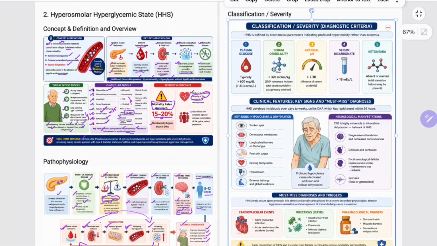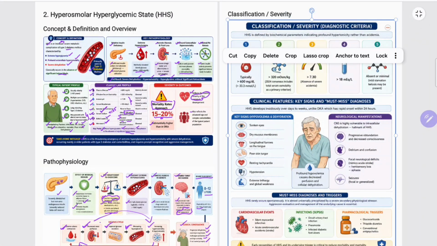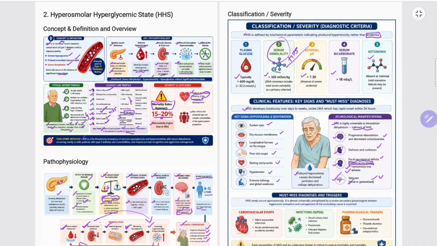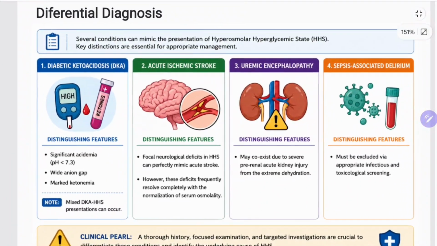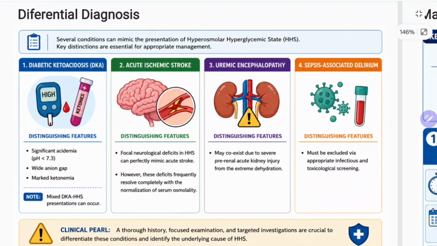Now moving forward, differential diagnosis. From what should we differentiate? Several conditions can mimic the presentation of hyperosmolar hyperglycemic state. Key distinctions are essential for appropriate management. First of all, we should differentiate from DKA.